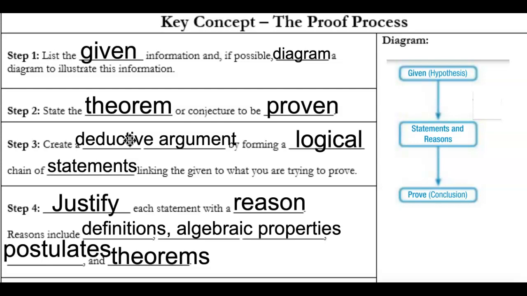The first thing is to list the given information, if possible, and diagram it to show an illustration of this information. The second step is to state the postulate or theorem used or conjecture to be proven. The third step, create a deductive argument forming logical statements, linking the given information to what you are trying to prove. The fourth step is to justify each statement with a reason, using definitions, properties, or postulates and theorems. And then the last step is to state what you're trying to prove.